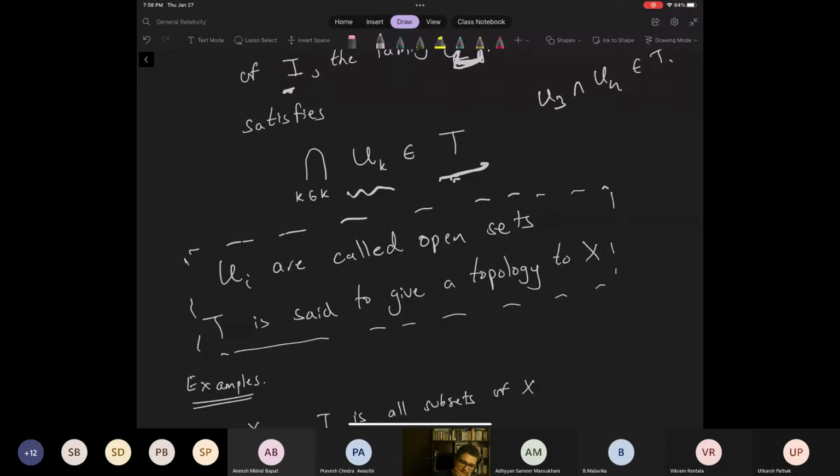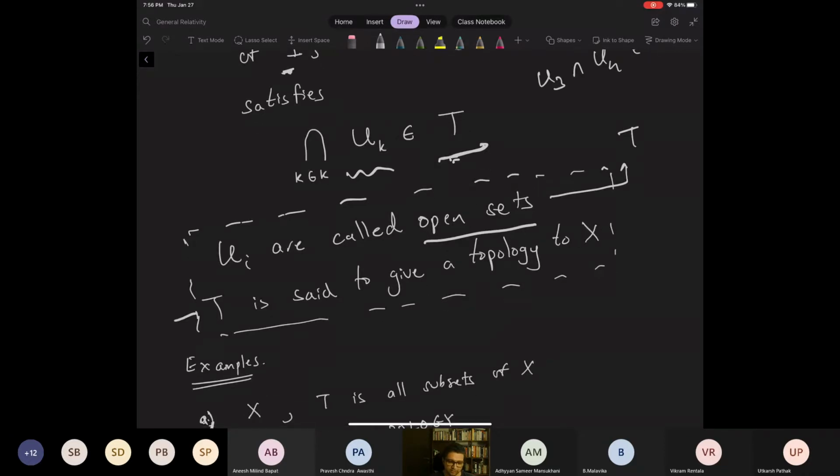Just some nomenclature. The U_i which belong to T, by definition, are called open sets. It's just a name. The sets which belong to T are called open sets. And as I told you earlier, T is said to give a topology to X. So X is a space, which is a set, and T is a collection of its subsets. If X and T together satisfy those properties, then T is said to give a topology to X.